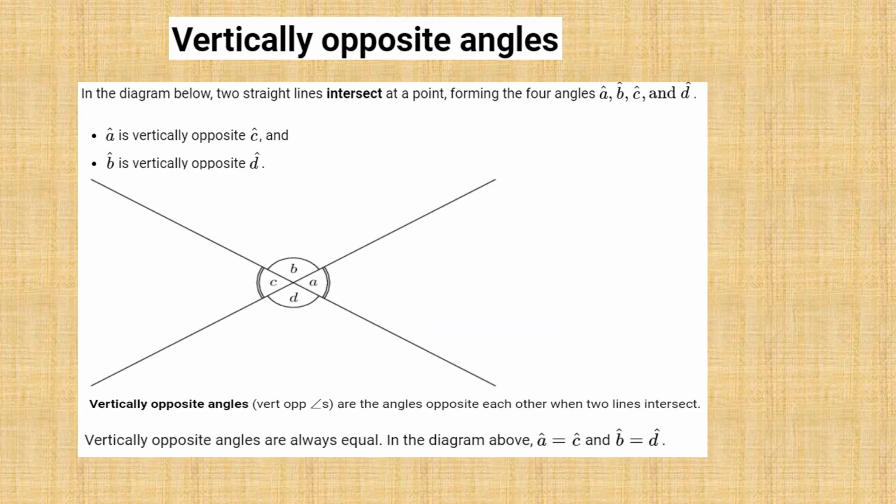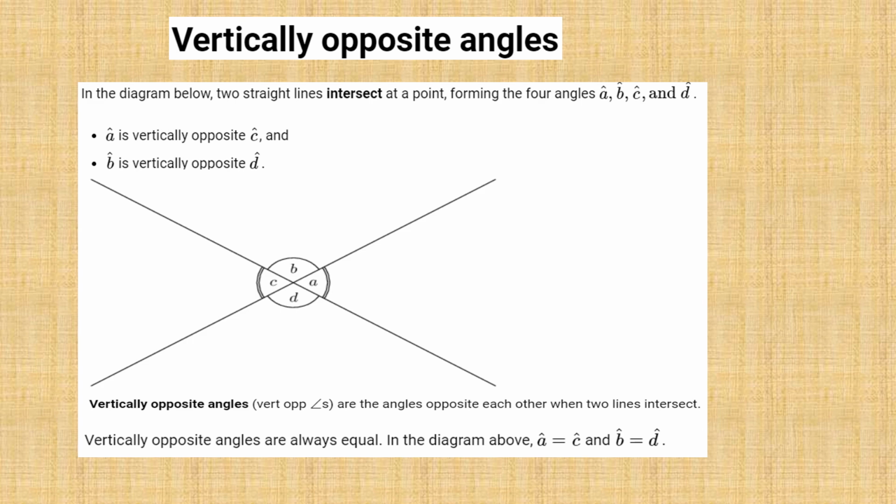Now, lastly, we're going to talk about vertically opposite angles. As you can see in the diagram below, we have intersecting lines. This line intersecting that line. They intersect each other at a point, forming the 4 angles, as you can see: angle A, angle B, angle C, angle D. A is vertically opposite to C, and B is vertically opposite to D.